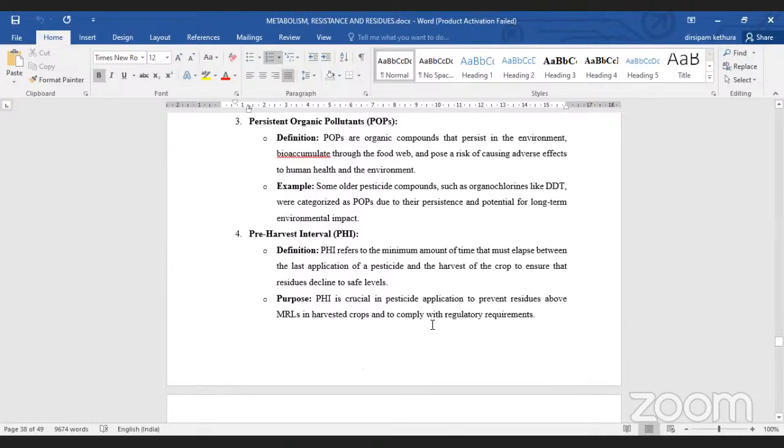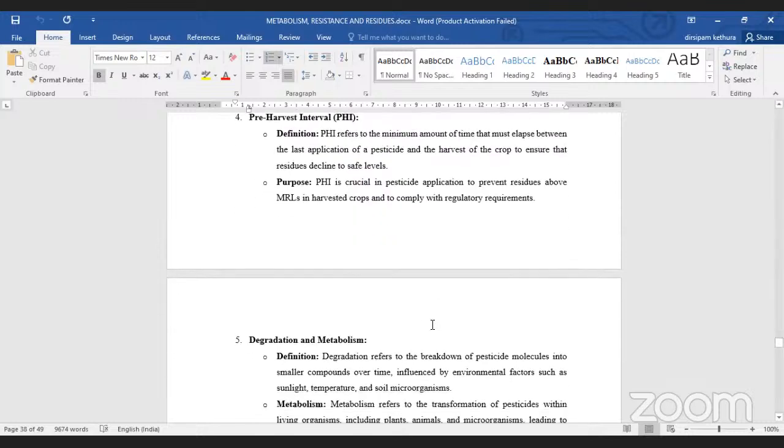And the next one is pre-harvest interval. What is pre-harvest interval? Minimum permissible time between the last application of a pesticide to a crop and harvesting for human consumption or grazing with livestock. It is called as pre-harvest interval.